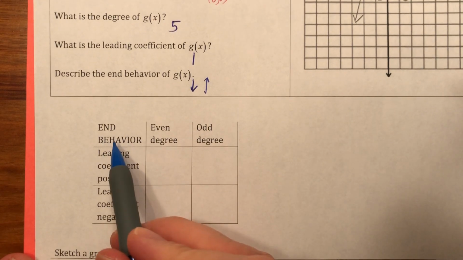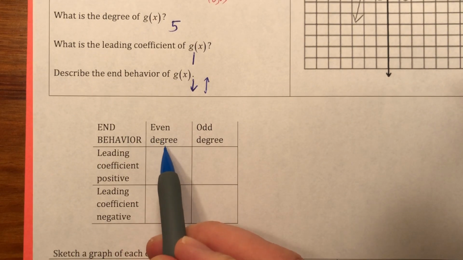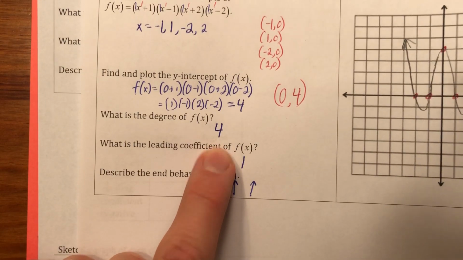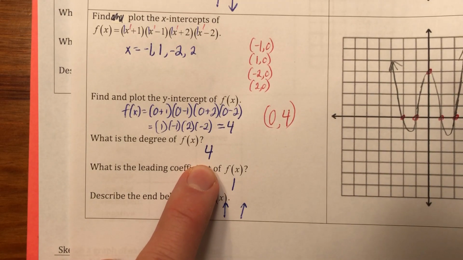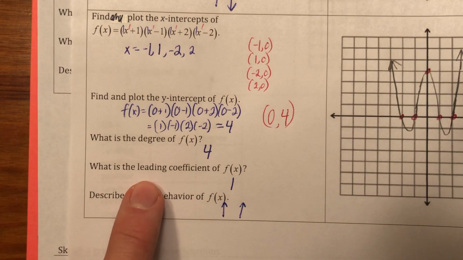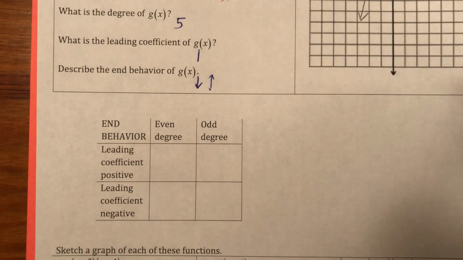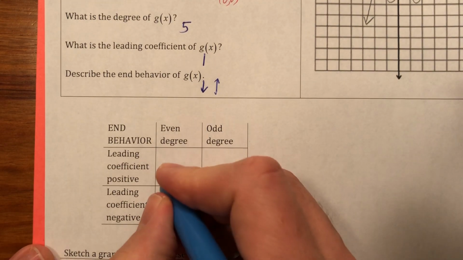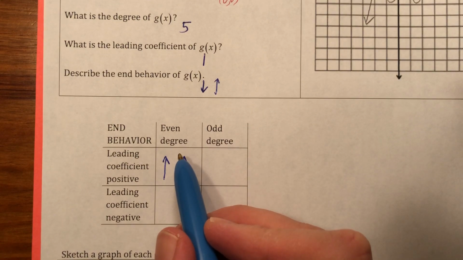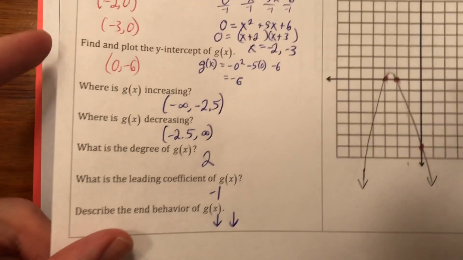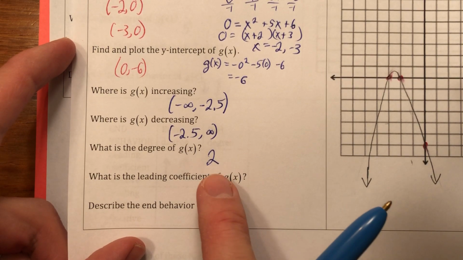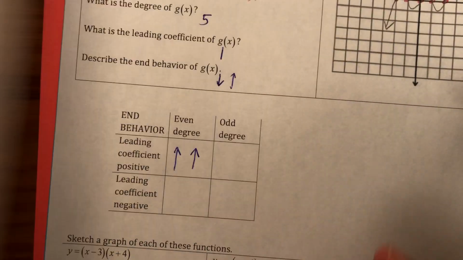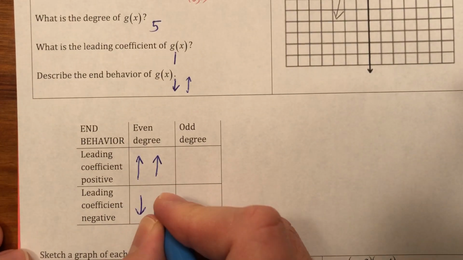Okay, let's make some sense of this and put it in a chart. I'm talking about my end behavior. If my degree is even, let's look back at an example that had an even degree. So this one, the previous example, was 4. It was up, and my leading coefficient was 1. Okay, so even degree, leading coefficient was positive, up. Well, if my leading coefficient was negative and my degree was even, it was down. It's like an upside down parabola, which you've seen before.